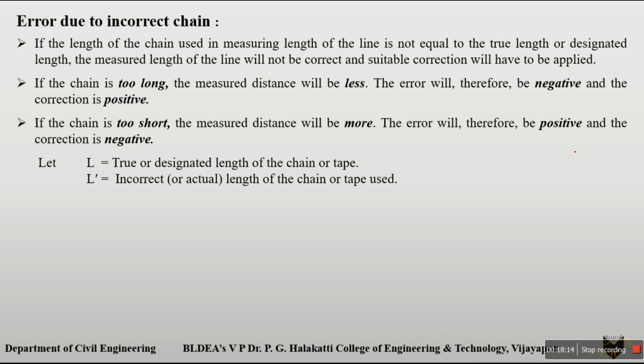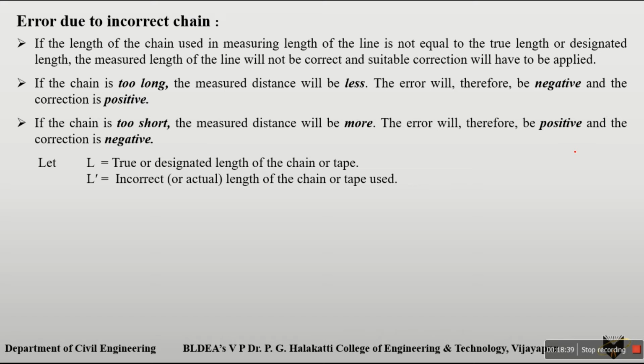If the length of the chain used in measuring the length of a line is not equal to the true length or designated length of the chain, then what will happen? The measured length of the line will not be correct. Means if you are using a 20-meter chain, maybe it will be shorter than the 20 meter or longer than the 20 meter.